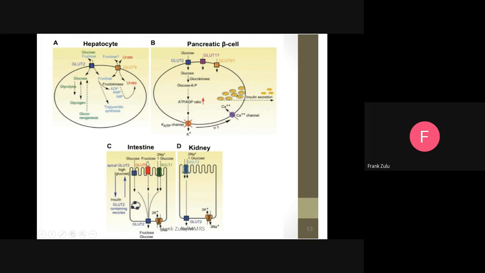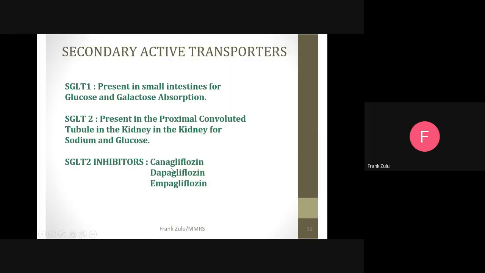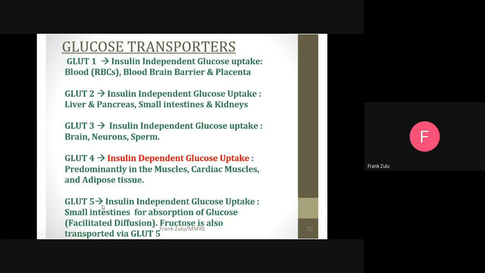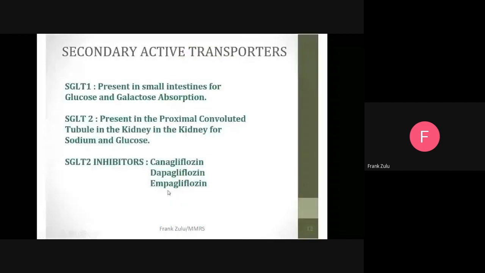What are the functions of GLUT5 and the SGLT1? If you go back to the notes, we said GLUT5 is an insulin-independent glucose uptake in the small intestines for absorption of glucose via facilitated diffusion. It also absorbs fructose. And then we went on and talked about sodium glucose transporter 1. They are present in the small intestines for glucose and galactose absorption.